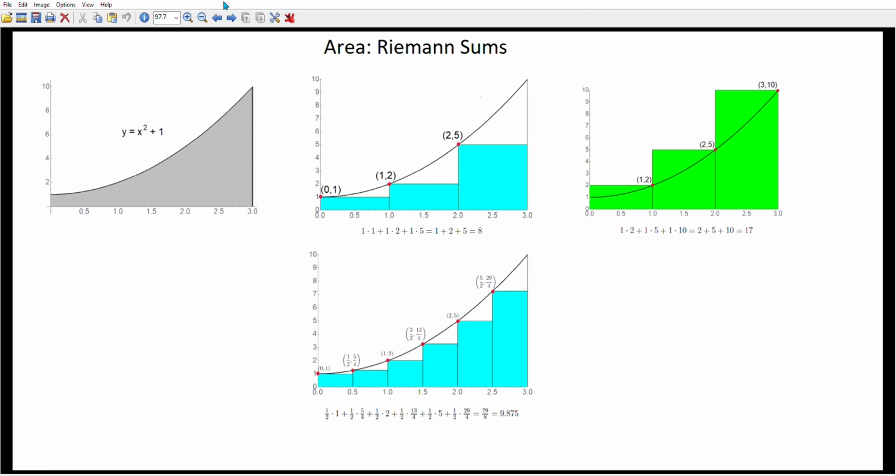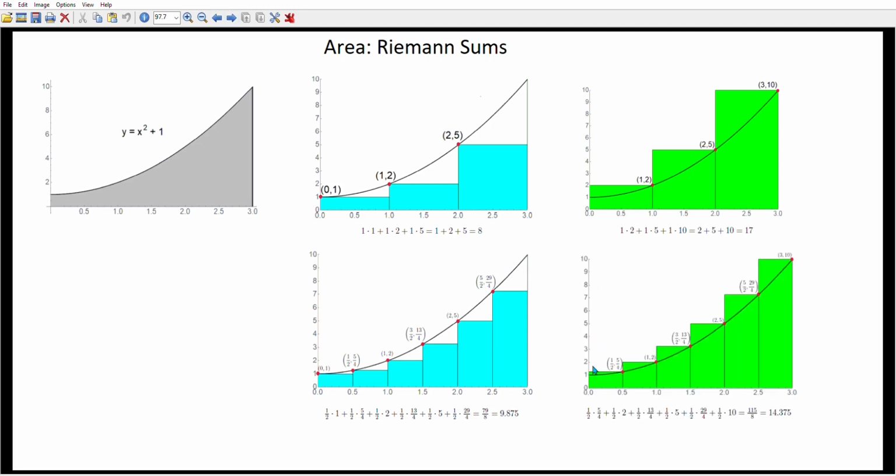We could do the same thing with right-hand endpoints. And we would get an estimate, again here, length a half, height this time is 5/4. So this first rectangle is 1/2 times 5/4. This second rectangle is 1/2 times 2. We go through that whole mess and we get 14.375. So our answer is somewhere between 9.875 and 14.375. And now to do even better, we should use more rectangles, which nobody would do by hand.